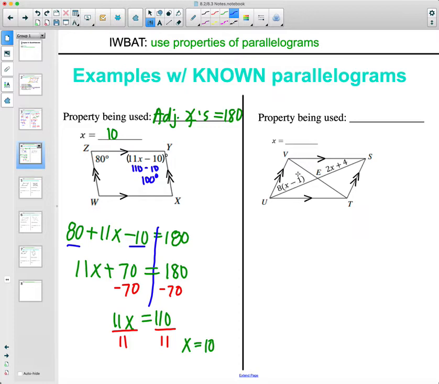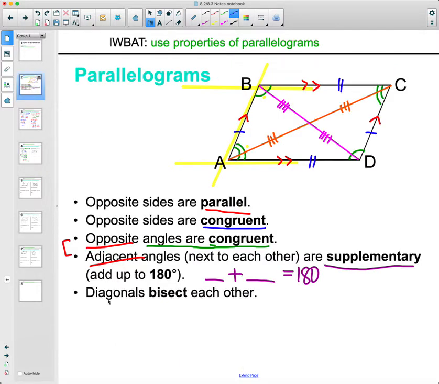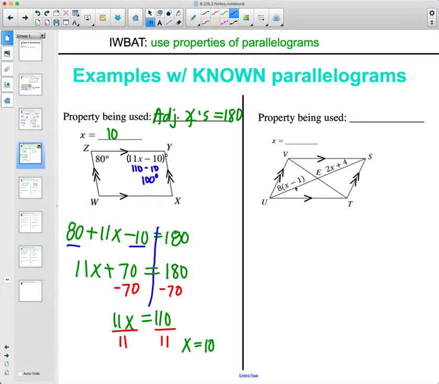This problem, sides, angles, or diagonals. In this case, we have the diagonals. If we remember what the property said about diagonals, it says that they bisect each other, which means that they are equal to each other. So we've got this piece is equal to this piece. So 8 times the quantity x minus 1 equals 2x plus 4. And this is because diagonals equal each other.